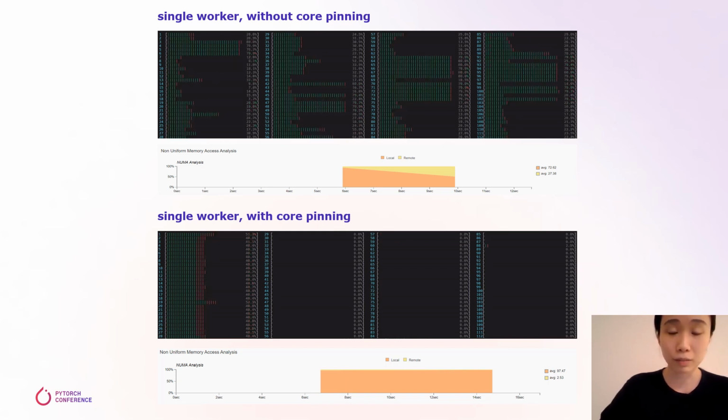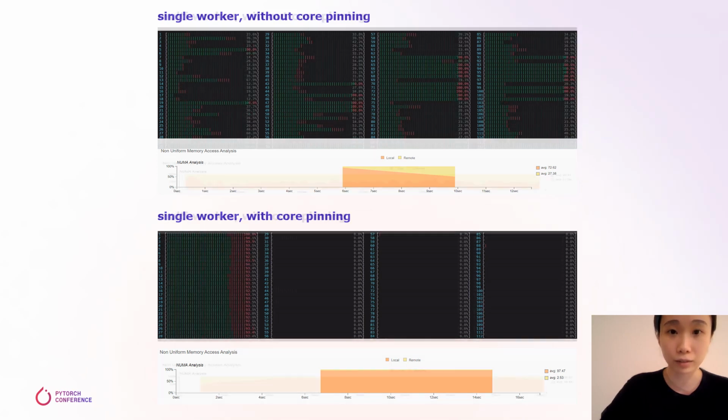On bottom is the same setting but with core pinning. We observe that one main worker thread is launched, then it launches threads on all physical cores on the first NUMA node, 0 through 27. And we can verify that now almost all memory accesses are local accesses.